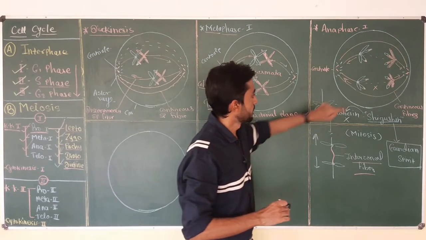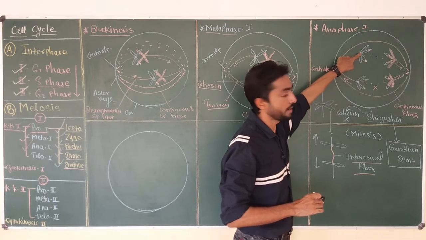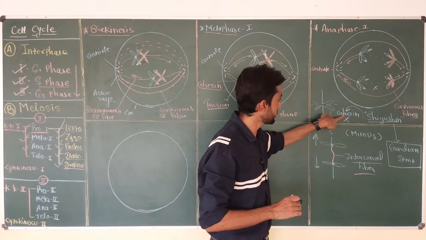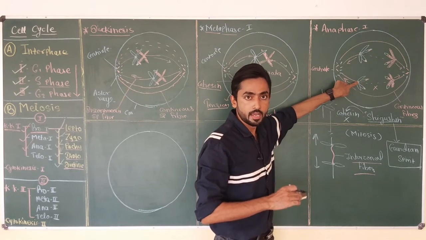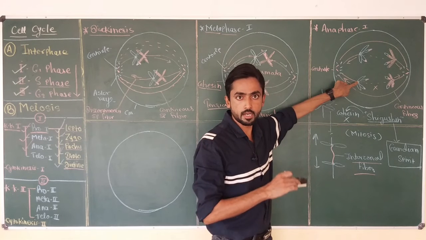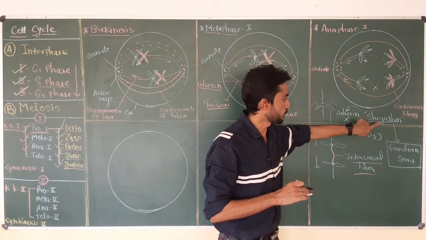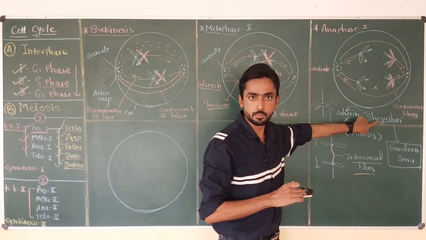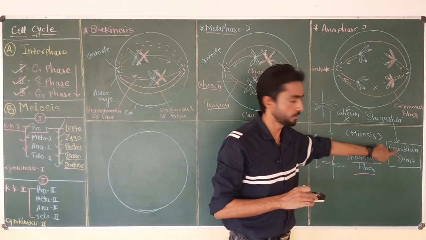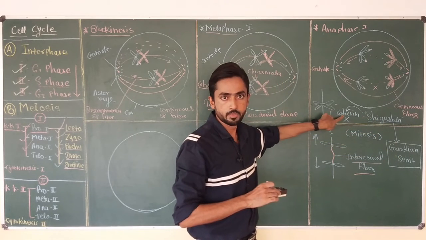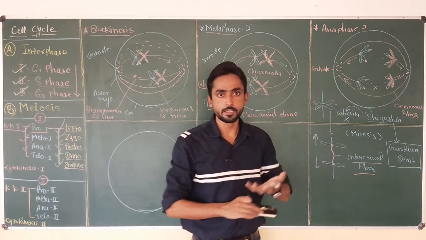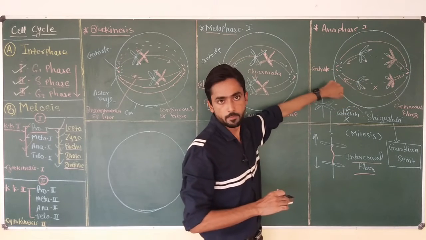The second thing is that the centromere of the chromosome remains intact. This happens due to the cohesin protein which is present on the centromere, and cohesin is not degraded during anaphase 1 of meiosis due to the protective action of shugoshin. The meaning of the word shugoshin is guardian spirit. It is going to guard cohesin so that the centromere does not split during anaphase 1.